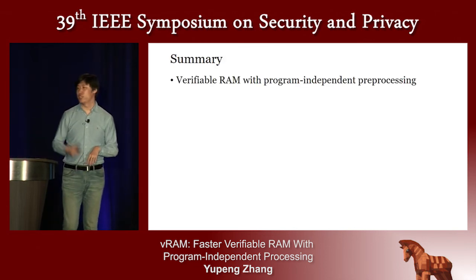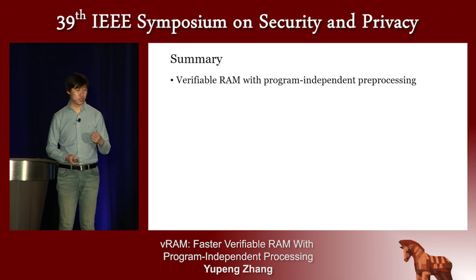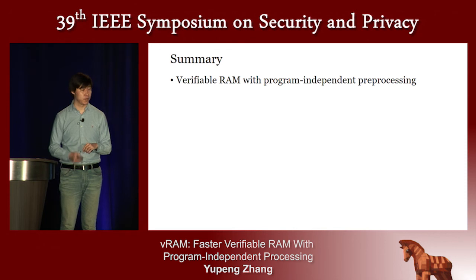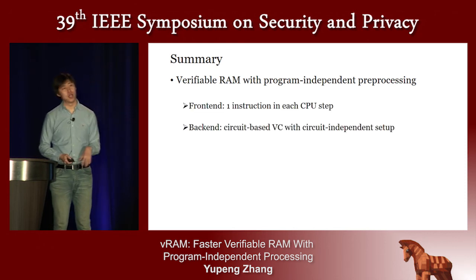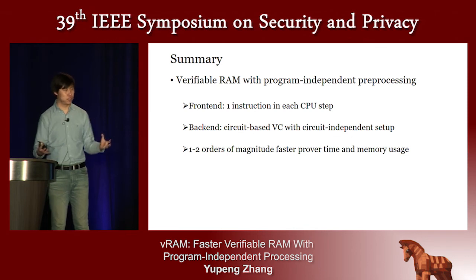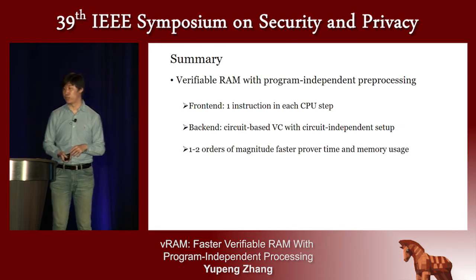To sum up, in this paper, we propose a construction for verifiable RAM that requires program-independent preprocessing. We have optimizations both on the front end and the back end. And also, we implement the whole system and show that it is 1 to 2 orders of magnitude better in terms of prover time and memory usage.